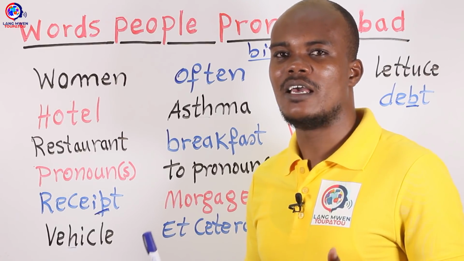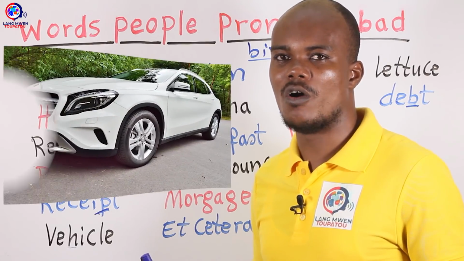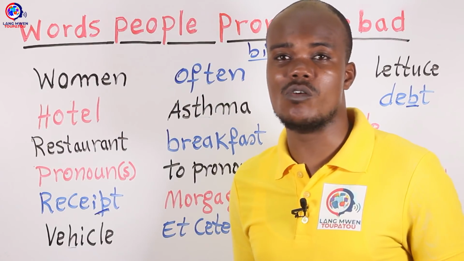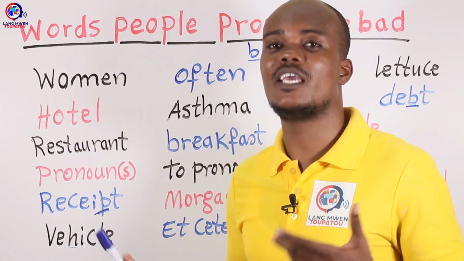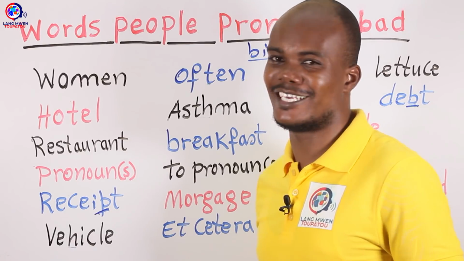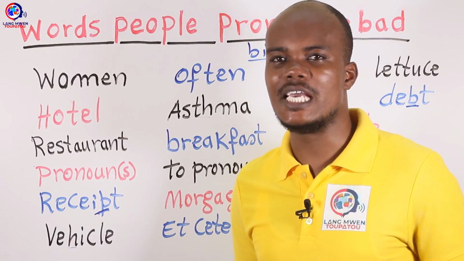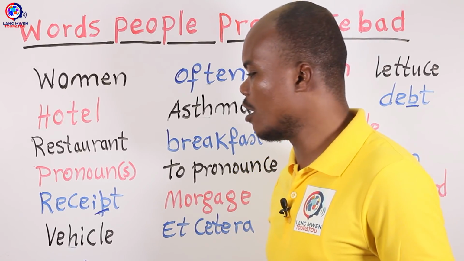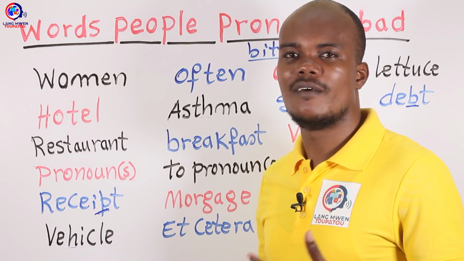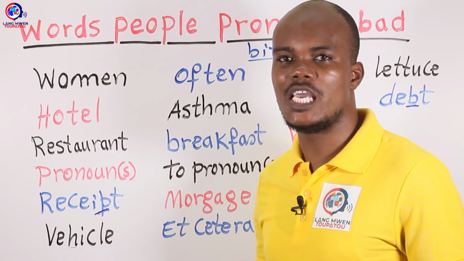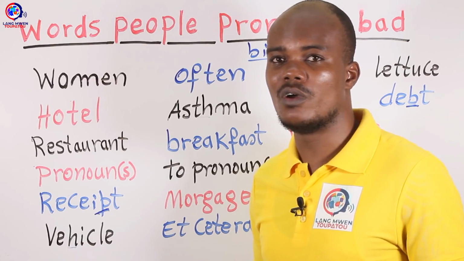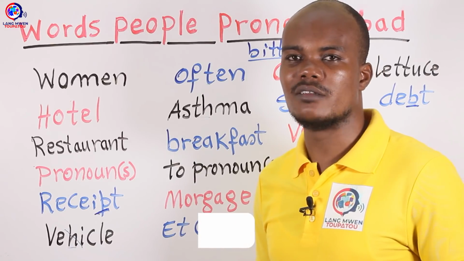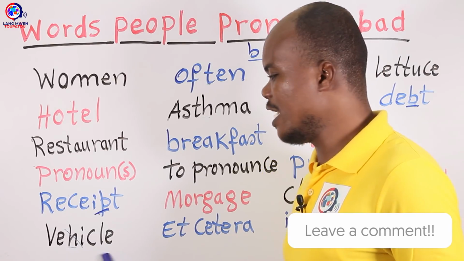Vehicle. You don't say it with an H, you say vehicle. You simply say vehicle. Where's the vehicle? Where is the vehicle? It's very simple. Vehicle. And this letter is silent. You don't pronounce the letter H.